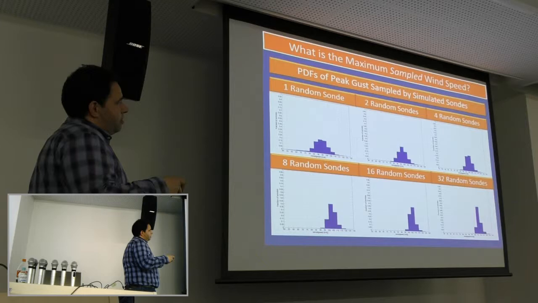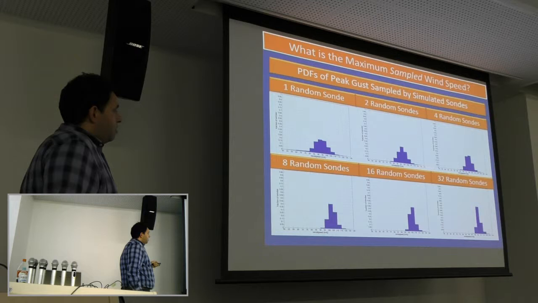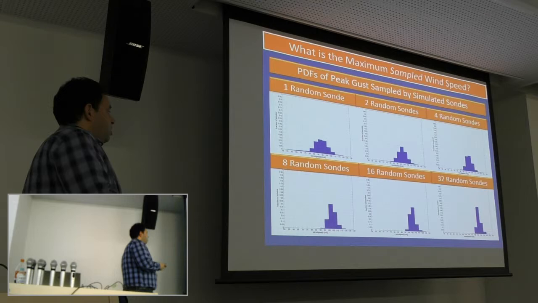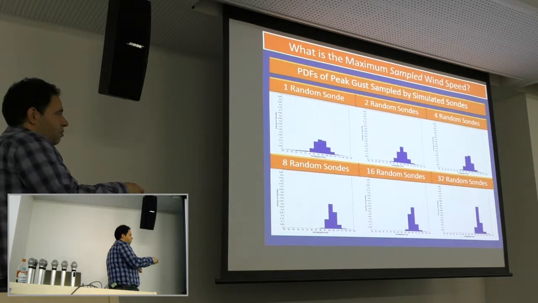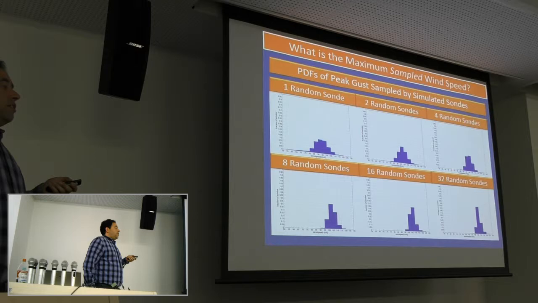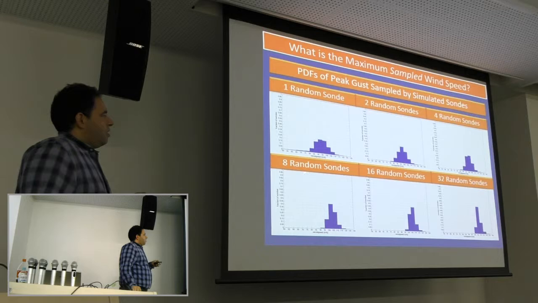So for example, for one random sonde, you're most likely to find a peak wind of 90 to 95 meters per second in the simulation. You might find a wind as strong as 110 meters per second, but you might also only find a peak wind of 75 meters per second. So if you just had a single sonde in this, and imagine this were real, and you dropped this one sonde, you could easily find a wind much weaker than the true maximum wind. And on average, you'd still find a peak wind much weaker than the maximum wind.